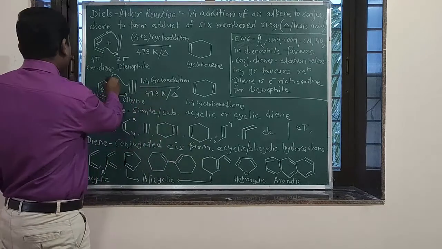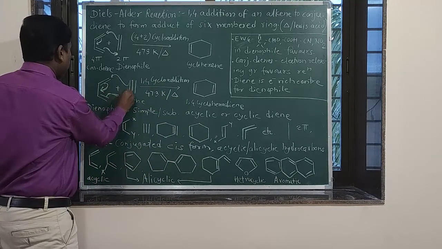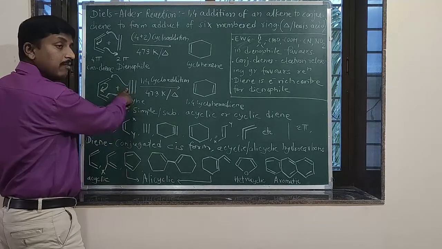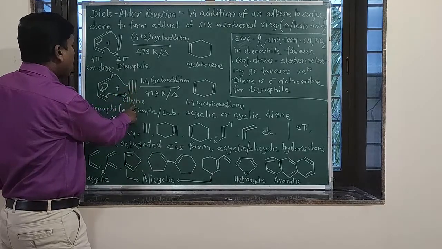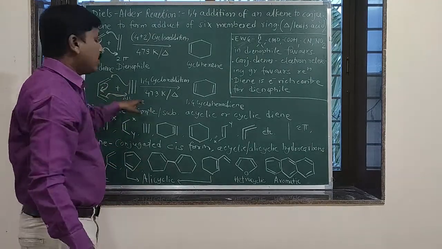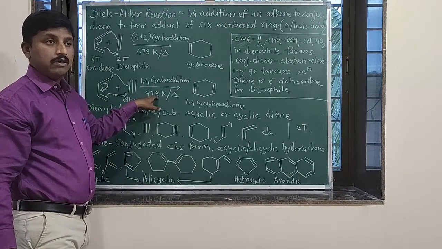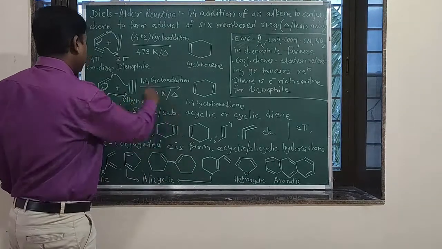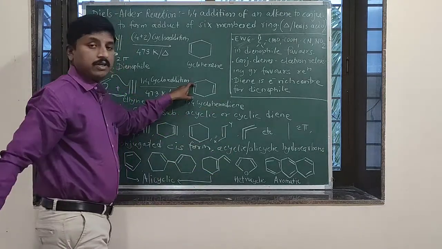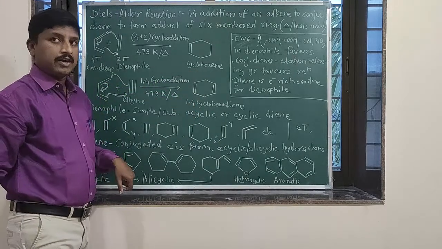Another reaction also takes place likewise. This pi bond pair of the conjugated diene is shifted here, and then one pi bond pair of the ethylene, or the dienophile, gets shifted here. Generally, an alkene is referred to as a dienophile in the Diels-Alder reaction. So 1,4 addition takes place and the formation of 1,4-cyclohexadiene takes place. This is an example of a Diels-Alder reaction.